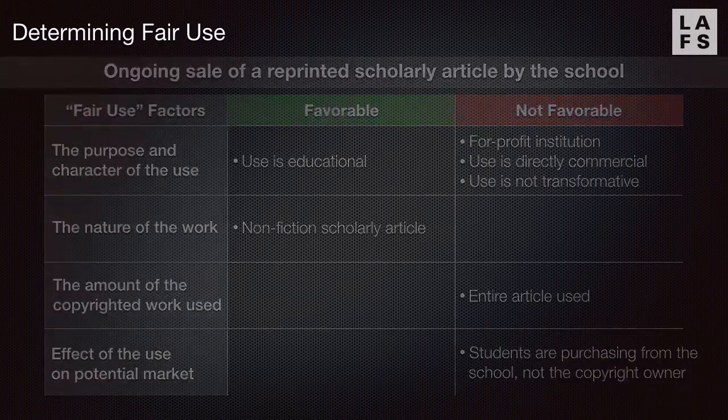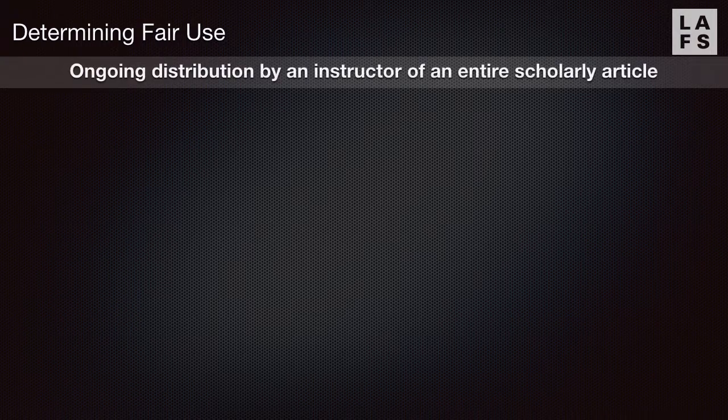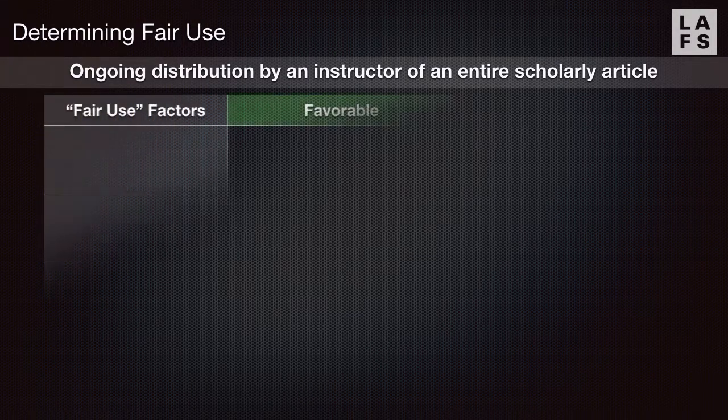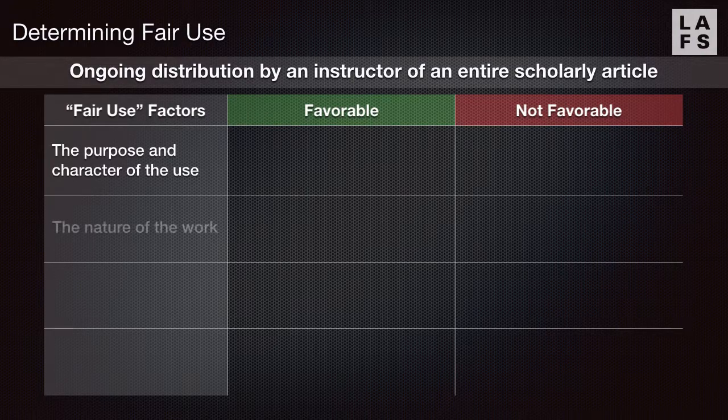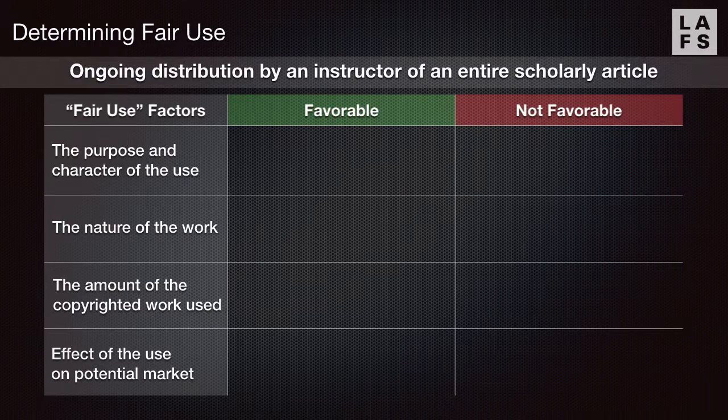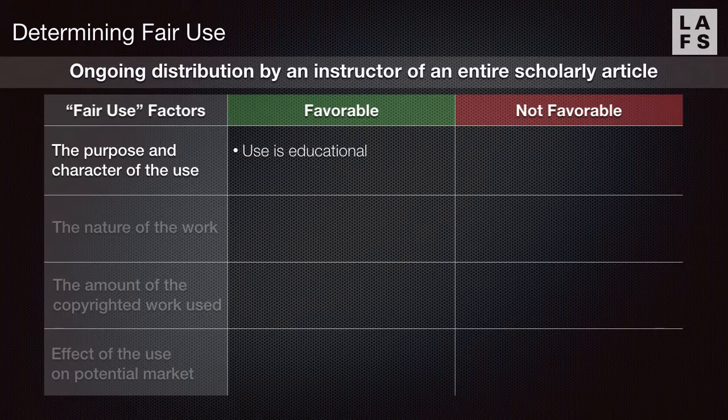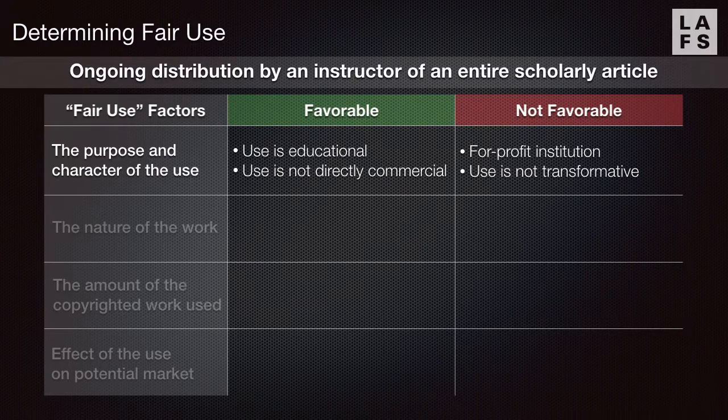Let's look at another example. Ongoing distribution by an instructor of an entire scholarly article. Now, this is not for sale in the bookstore, so there's not a direct profit off of it, but the instructor is distributing an entire article. Well, the purpose and the character of the use is educational. It's not directly commercial, but it is a for-profit institution, so it is benefiting the institution. The use, again, is not transformative.